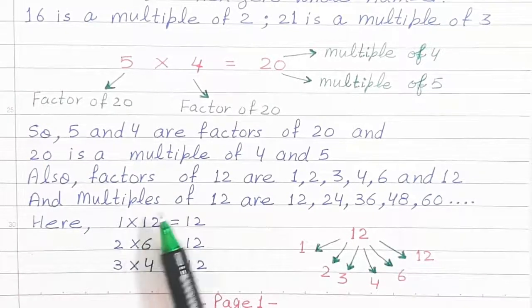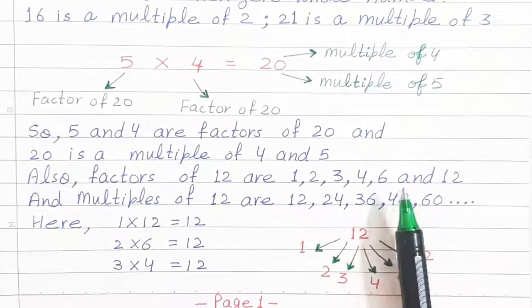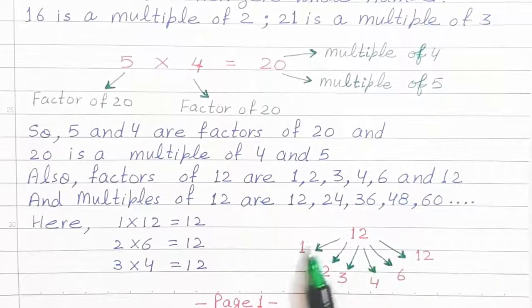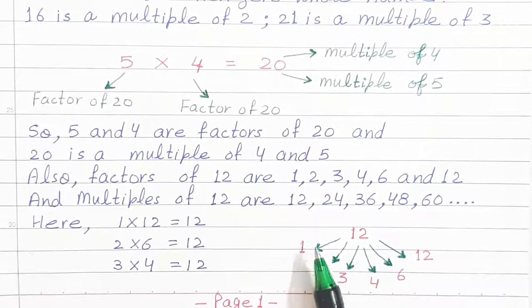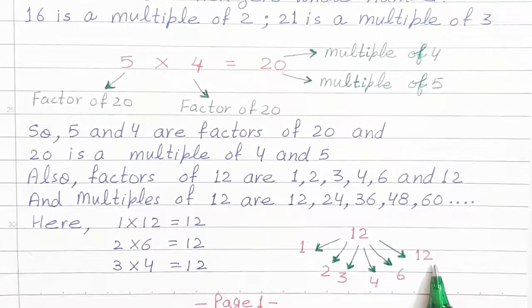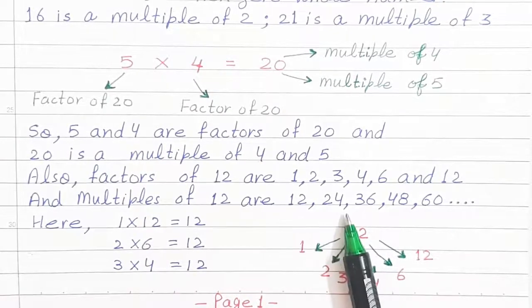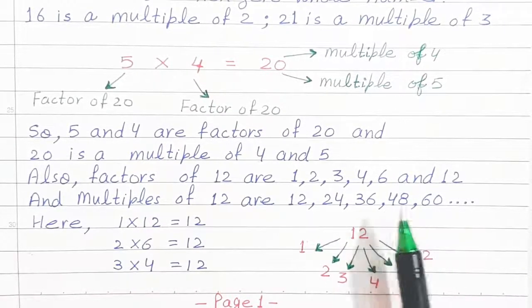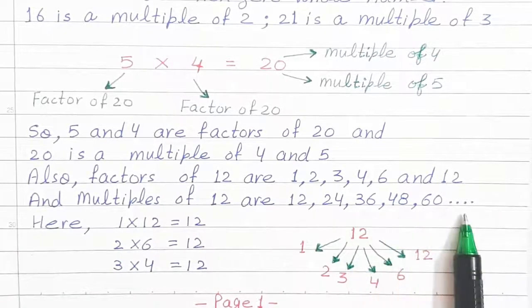Also, factors of 12 are 1, 2, 3, 4, 6 and 12. You can see in the diagram, these are all the factors of 12, where the smallest number is 1 and the largest number is 12. Clear? And multiples of 12 are 12, 24, 36, 48, 60 and so on. So these are the multiples of 12.